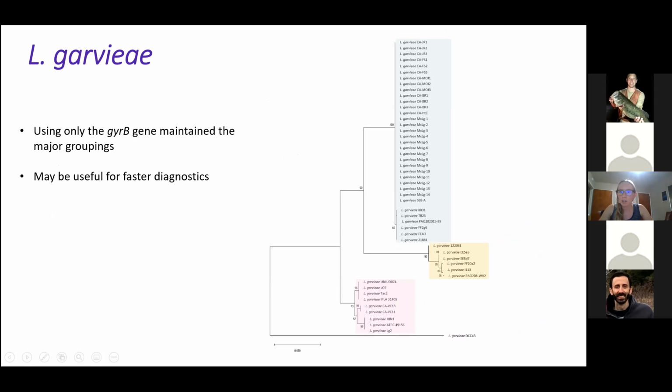I also tested single gene trees, because that can save on that initial first step where you want to start moving forward, because mortalities happen very fast with this disease, with Lactococcus garvieae particularly. So the GRB gene alone was actually sufficient to get a pretty good tree that maintained those major groups if you just want to see where your isolate falls and if you need to anticipate it being one of those more virulent or less virulent strains to prepare to combat it. So the GRB tree might be useful for faster diagnostics, though of course you lose a little bit of resolution.